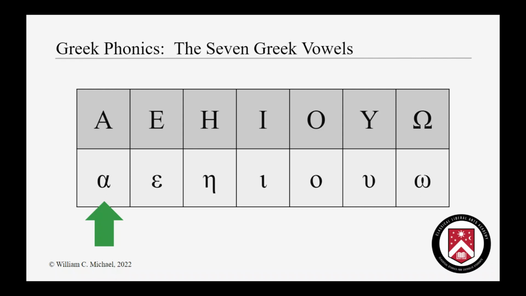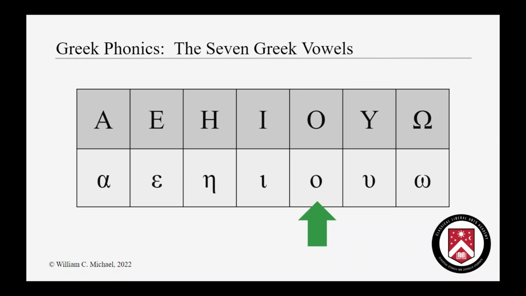The first Greek vowel is alpha, which is read with the sound ah. The second Greek vowel is epsilon, which is read with the sound e. The third Greek vowel is eta, which is read with the long sound e. The fourth Greek vowel is iota, which is read with the sound e.